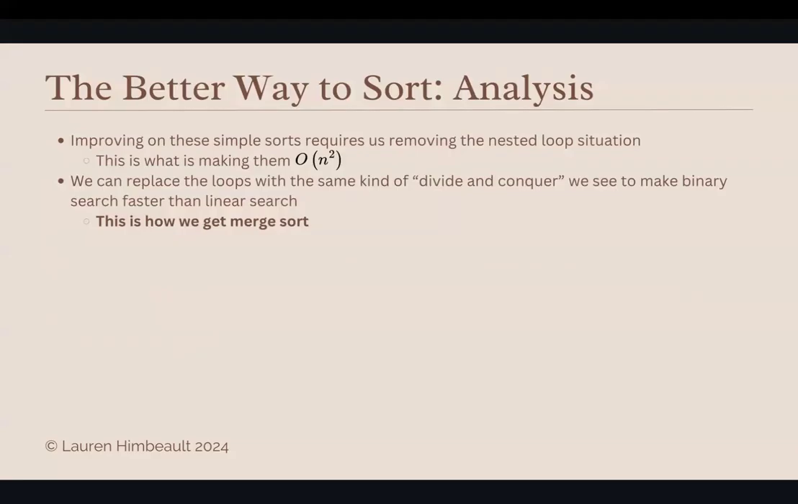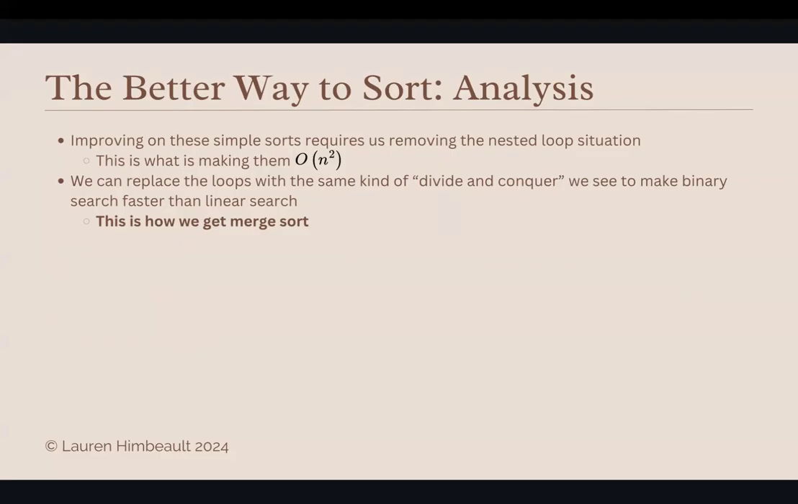And in order to improve on these simple sorts, we have to find a way to get rid of this nested loop situation, right? The nested loops, that n loop on the outside and that n over 2 loop on the inside, this is what's causing us to have an n squared algorithm. So that's a problem. We can't keep just using n squared algorithms to solve our sorting problems, or we'll never be able to do large data sets. So rather than doing these nested loop situations, we do something called divide and conquer. So we have another category of sorting algorithms that are called divide and conquer.